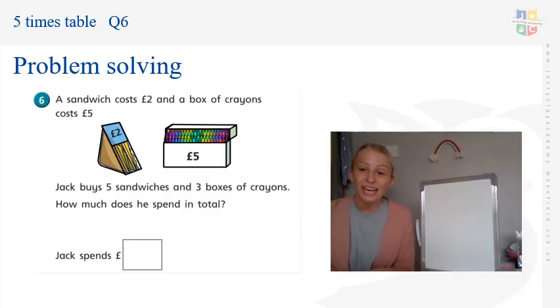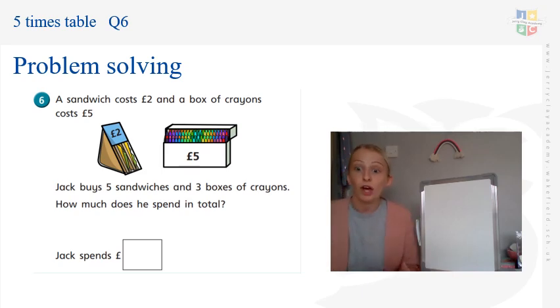Brilliant, well done. Okay, now we're going to have a look at a word problem to apply our 5 times tables. So let's read it together. A sandwich costs £2 and a box of crayons costs £5. Jack buys 5 sandwiches and 3 boxes of crayons. How much does he spend in total?